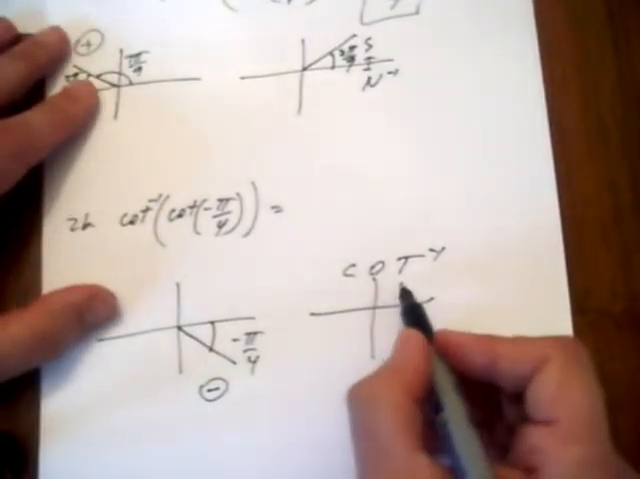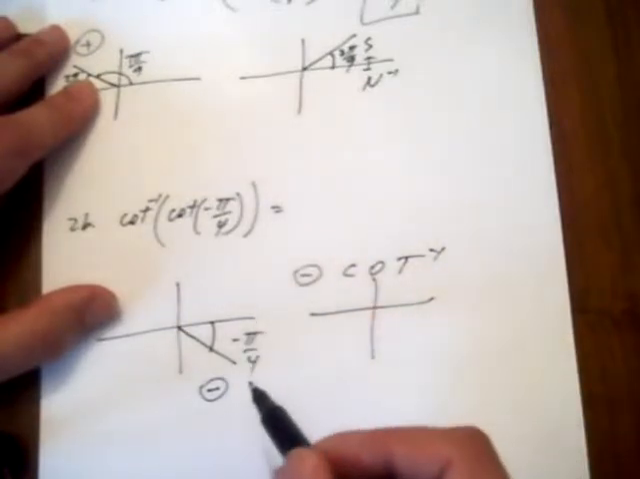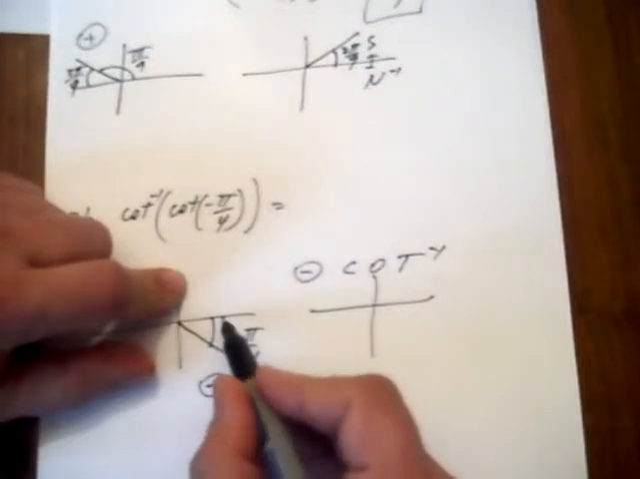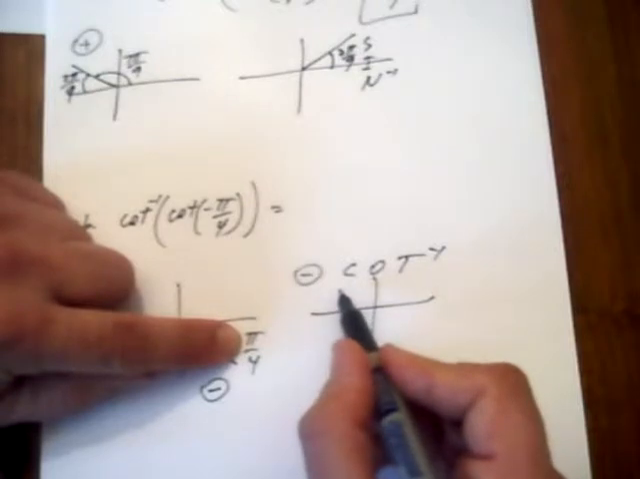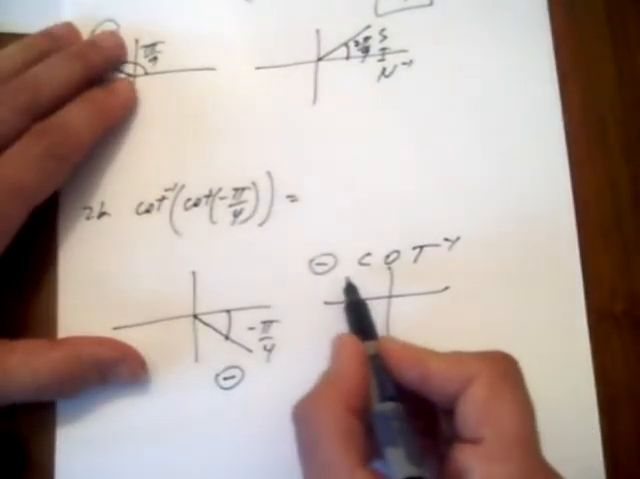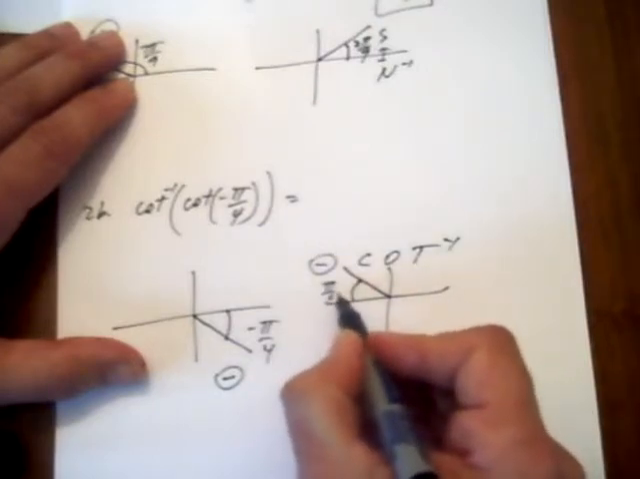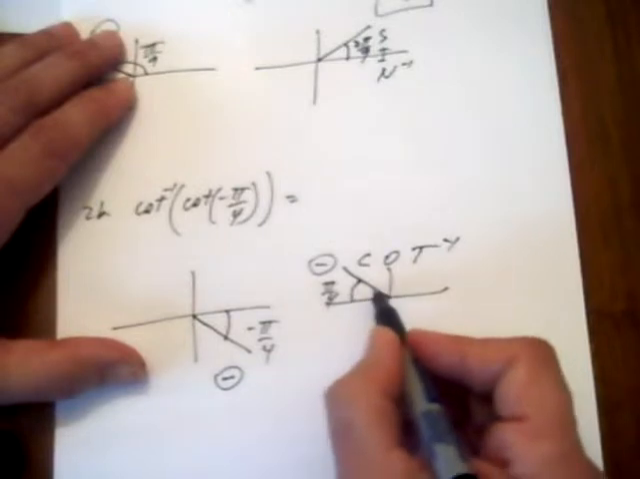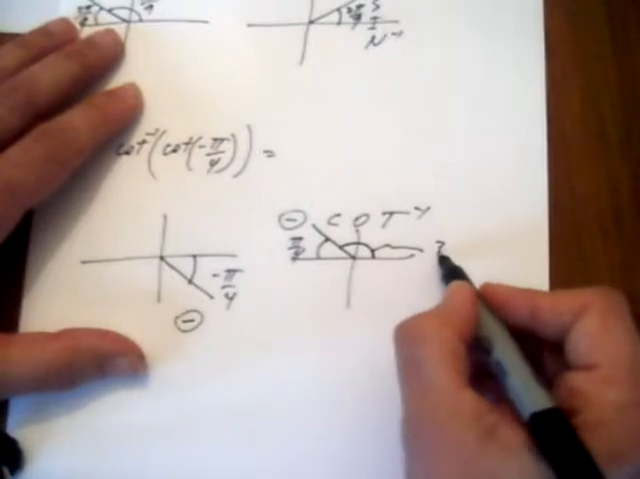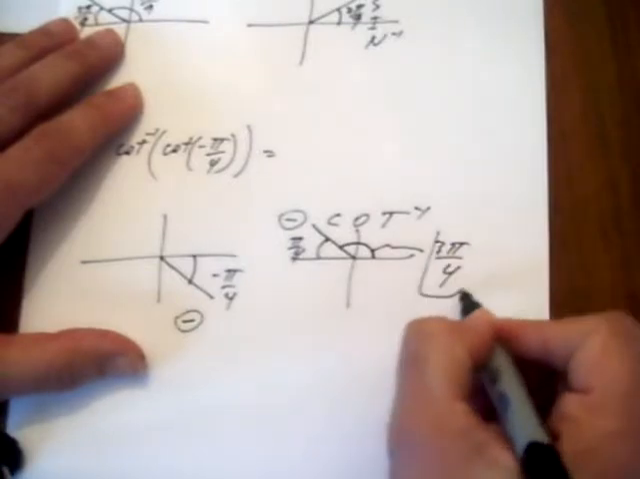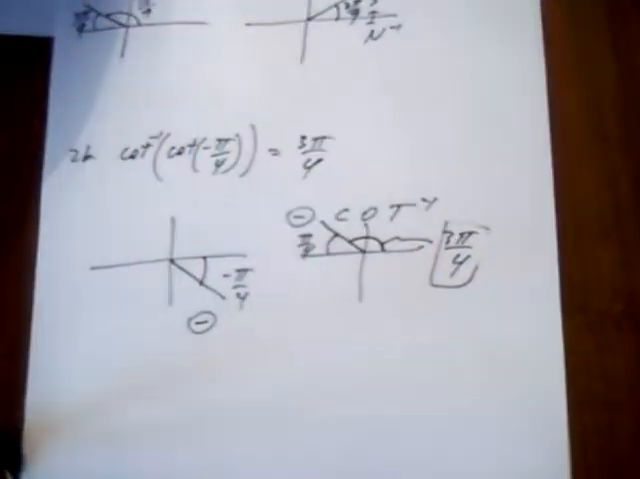Cotangent, in this quadrant, the values will be positive. Here it will be negative. Therefore, we know what we're looking for is the reference angle of pi over 4. Now, remember, the reference angle is pi over 4, but place it in the second quadrant. So if this is pi over 4, being the reference angle, what is the angle itself? The angle is 3 pi over 4. Okay, so 3 pi over 4 is the answer here.